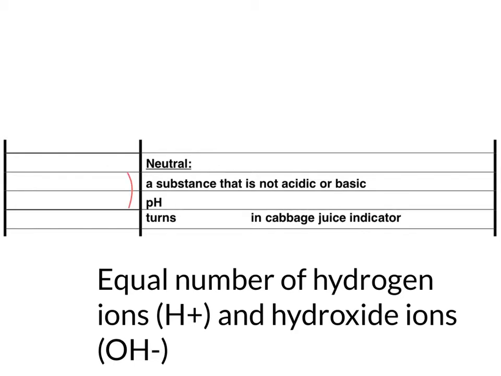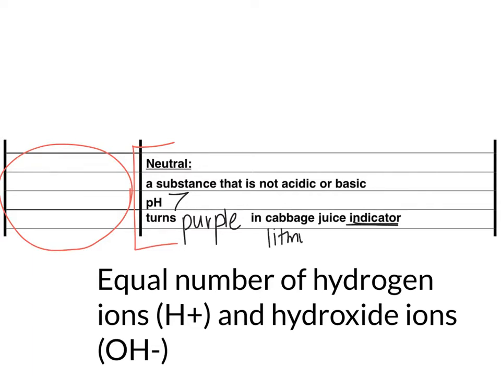Next one, you have to come up with a question again that talks about the notes that are here. So a neutral substance is a substance that is not acidic or basic. It has the pH of 7 and it turns purple, or it stays purple when you put a cabbage juice indicator in it, or the litmus paper that you probably read about, but those have different colors. It's either red or blue. I can't remember because I only really use cabbage juice indicator.